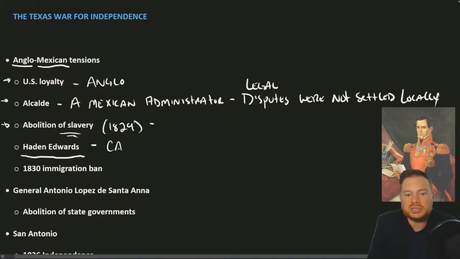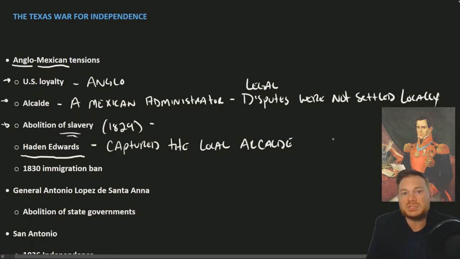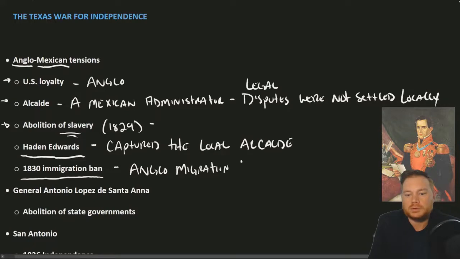Some of it began to bubble up when Hayden Edwards, an Anglo living in Texas, captured the local alcalde there, which caused the Mexican government to send troops up there. The problem of Anglo migration was so bad that in 1830, the Mexican government banned Anglo migration to Texas.